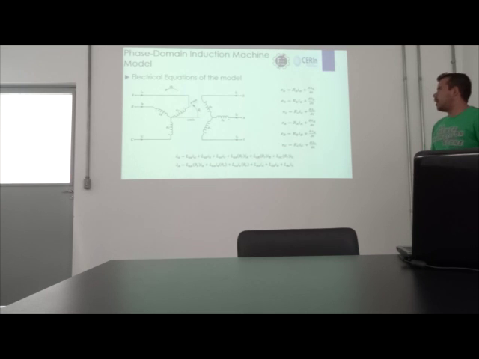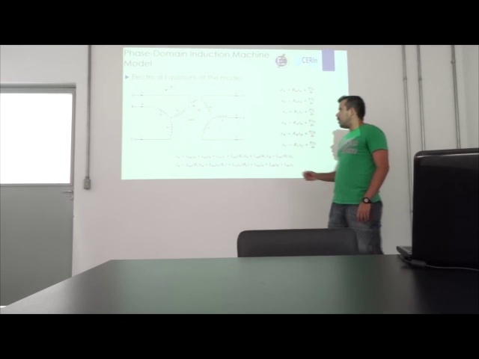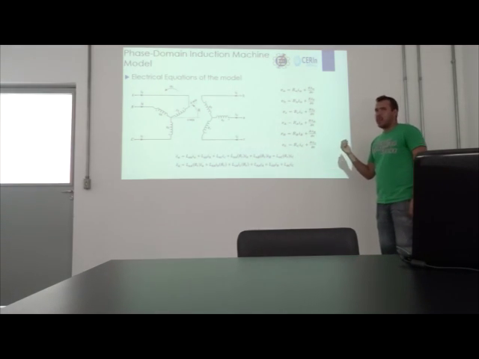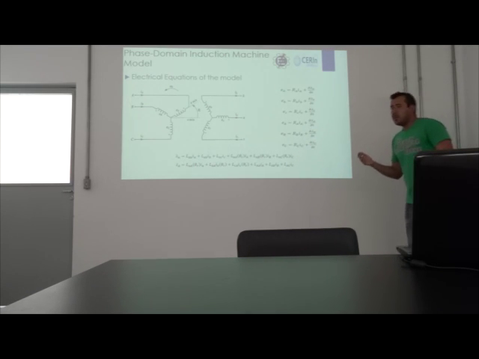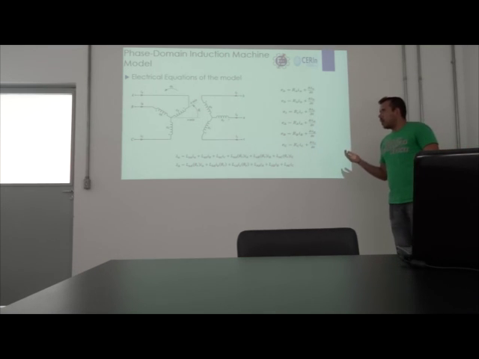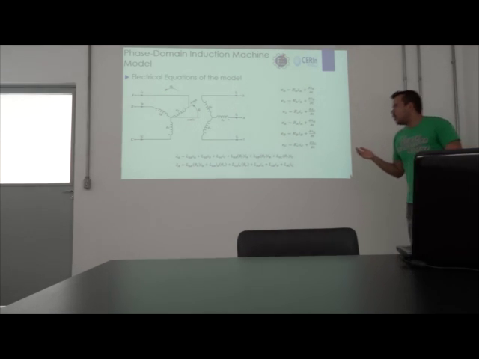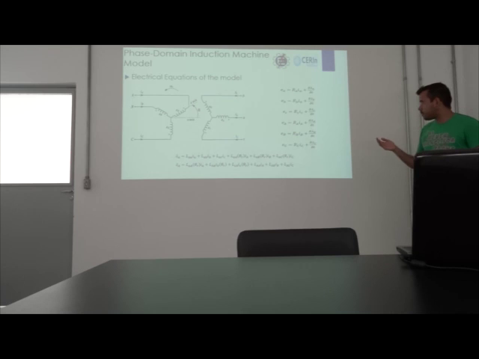So, electrical equations of the model. As you can see here, we have the stator circuit on the left side, and we have the rotor circuit on the right side. The stator circuit is stationary, and the rotor circuit rotates at an angular velocity called omega r.